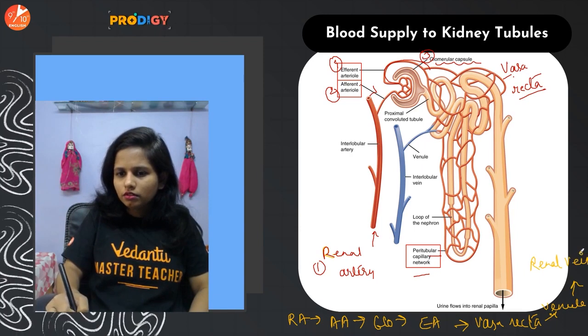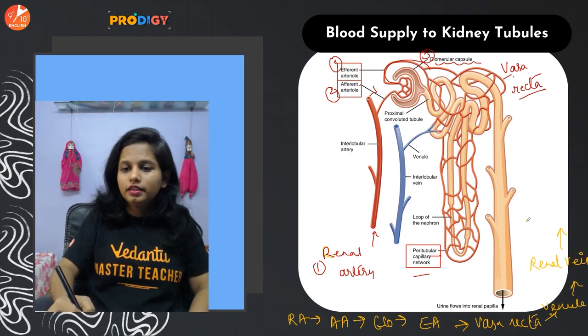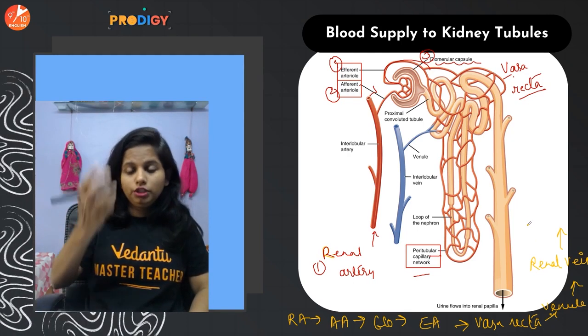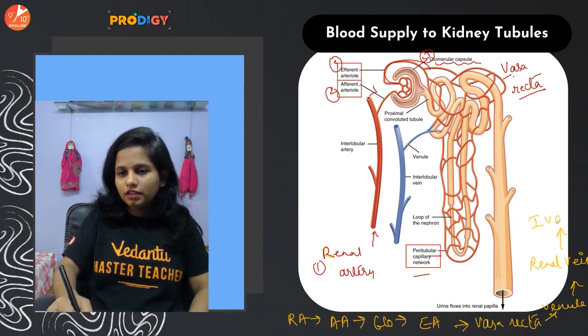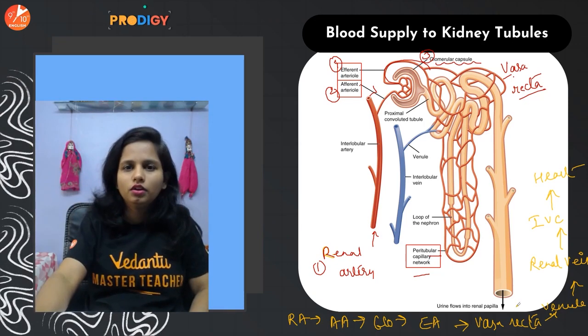Renal vein. Okay. Renal vein connects whom? It connects the inferior vena cava, which carries the blood back to the heart. Okay. So this is how the flow actually occurs.